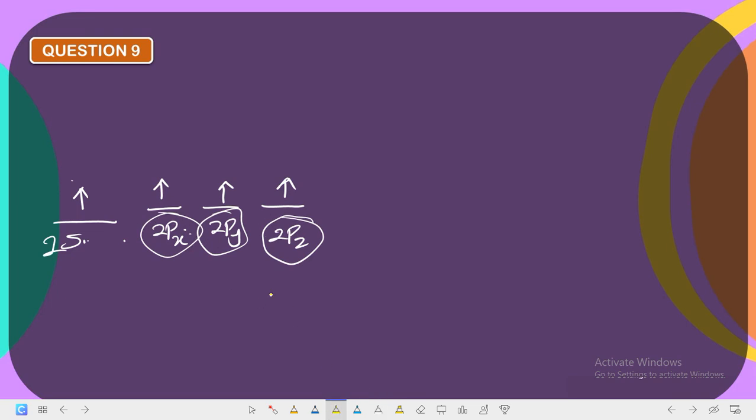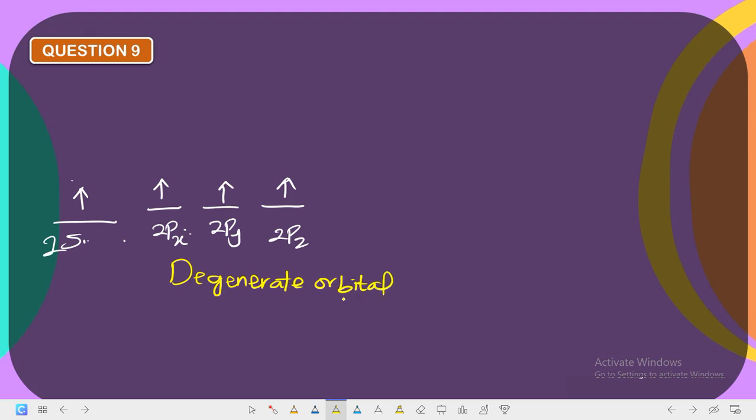This is because these orbitals are degenerate orbitals. They are what? Degenerate orbitals. What are degenerate orbitals? They are orbitals that have the same energy but different orientation. These 3 orbitals have the same energy, but different orientation. This one is orienting to the x direction, this one to the y, and this to the z.